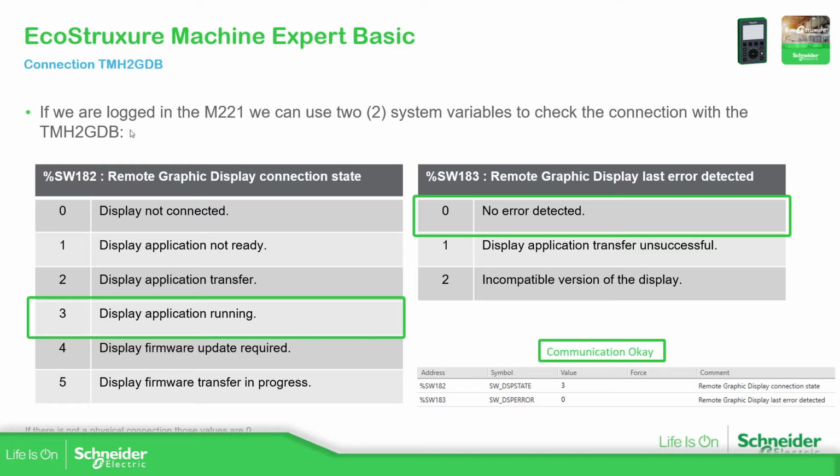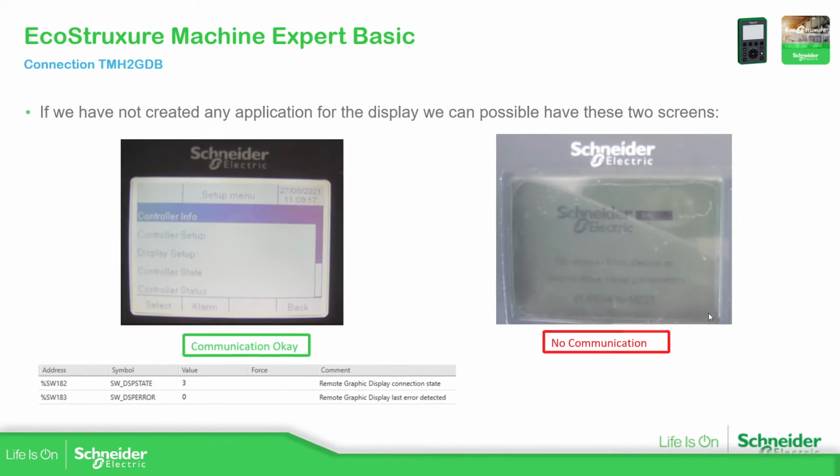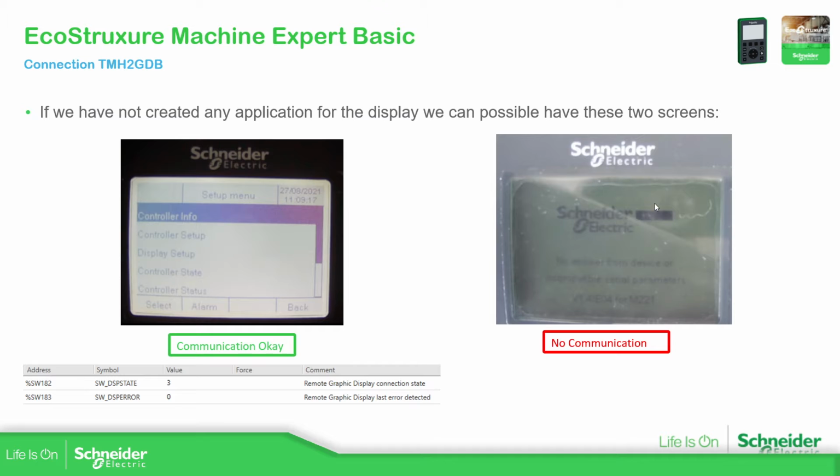Then internally on the PLC we have these two parameters that allow us to identify if we have a problem on the communication with the specific device, with this remote graphic display. So this is when the communication is okay. This value is 3 and this one is 0. Then this is what happens, sorry for the image, but it's the one that I got. This is the behavior when you have no communication. And when it's okay, by default, you have this view.